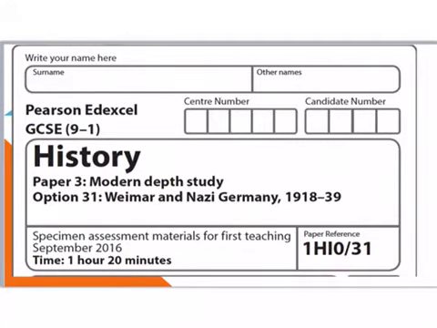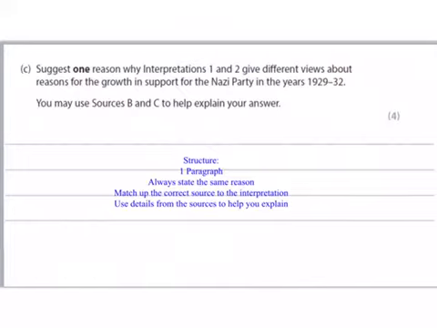This little video is going to take you through the next element of paper 3, the modern depth study on Weimar and Nazi Germany from 1918 to 39. If we have a look, this will be question 3C. This particular question follows on from question 3B, where you've already stated how the interpretations are different in their viewpoints, which was also worth 4 marks, and this, as an extension to that, is also worth 4 marks.